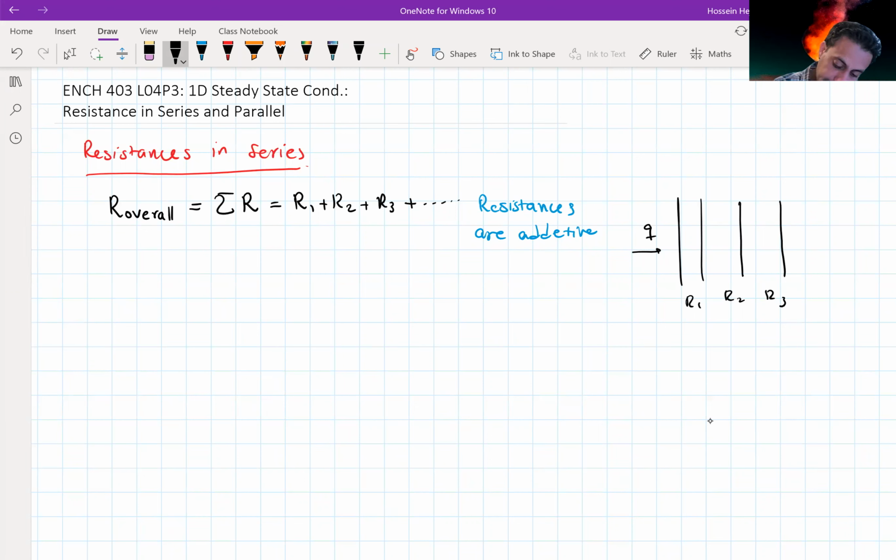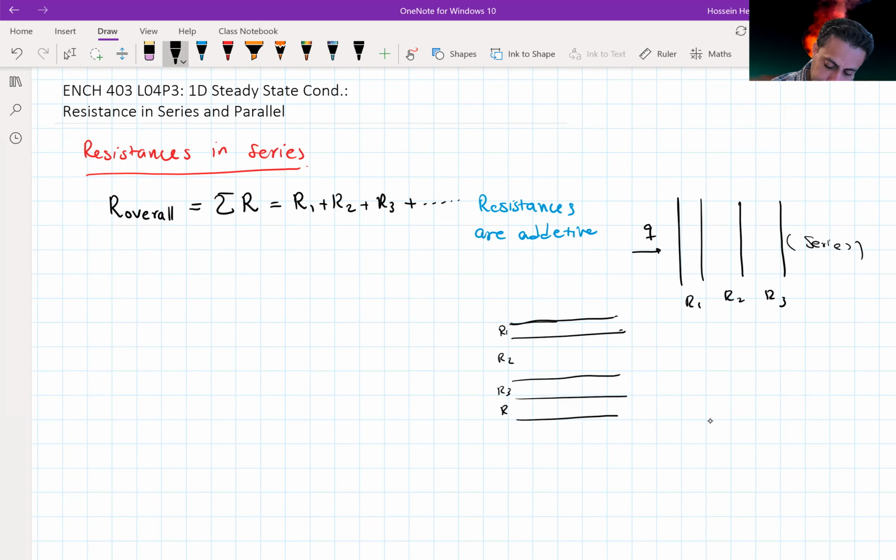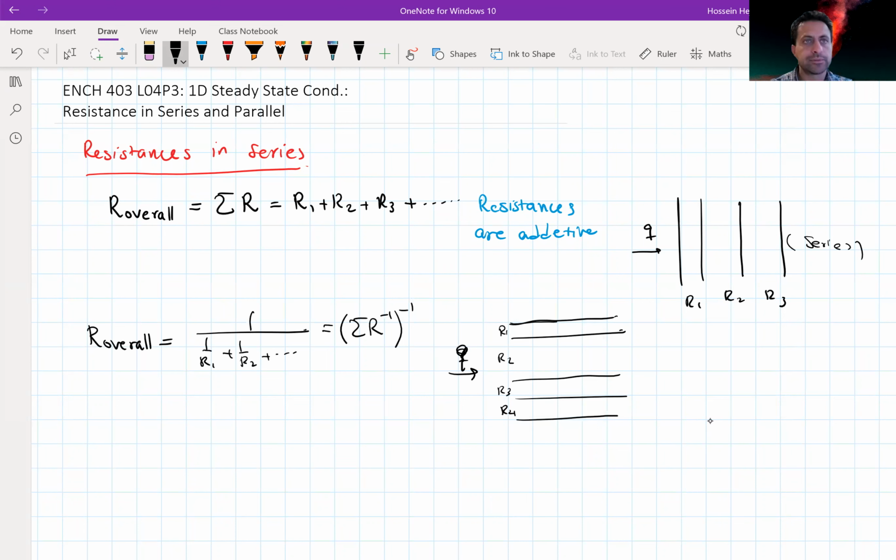Now, when we have the layers in parallel, let's say we have the arrangement in a way, so this is in series, but when we have them in parallel, let's say this is R1, R2, R3, R4, and then we have a flow passing through them. The R overall is going to be 1 over R2, the rest go to the sigma R minus 1, all to the power minus 1.